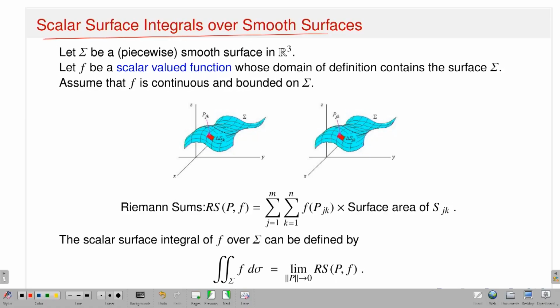So it's clear from the notation that for scalar surface integral I will start with a scalar field, and then I will talk about the surface integral of this scalar valued function over some smooth surfaces, okay. So that's the kind of definition I am going to talk about: scalar surface integrals over smooth surfaces. First we have to start with a smooth surface, or say piecewise smooth surfaces.